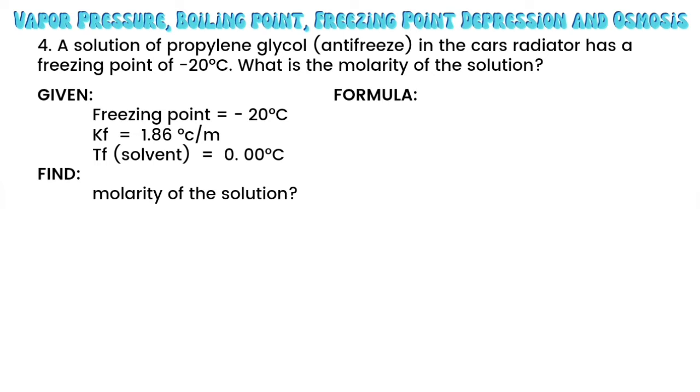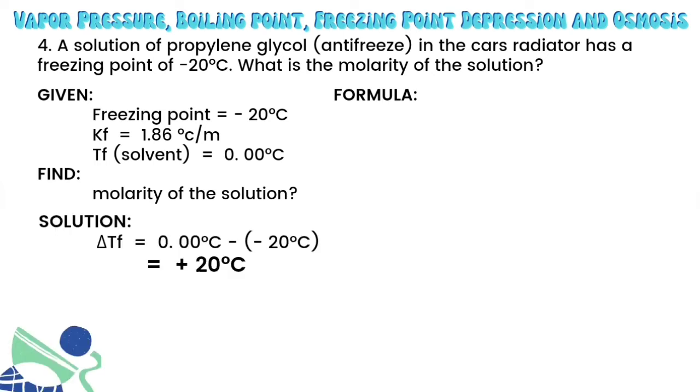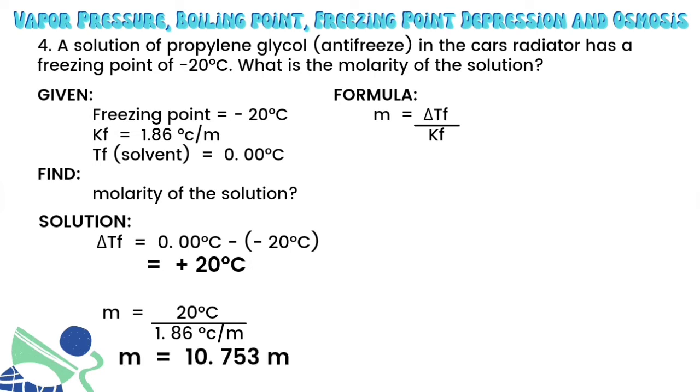To get the total freezing point depression of a solution, we will subtract the freezing point of the solution from the freezing point of the pure solvent, so 0 degrees Celsius minus negative 20 degrees Celsius will equal 20 degrees Celsius. Following the formula ΔT_f = K_f × m, then rearranging it to m = ΔT_f / K_f for us to get the value of molality. Substituting the values, 20 degrees Celsius divided by 1.86 degrees Celsius per m, therefore the molality of the solution is approximately 10.75 m.